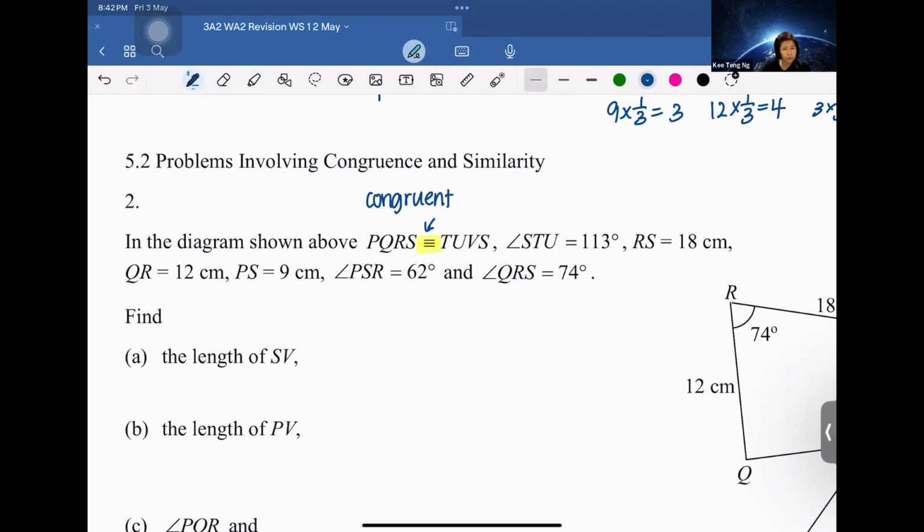What does congruent mean? Congruent means you have the same shape and the same size. When you have the same shape, it gives you the same angles. But when you have the same size, they will have equal lengths.